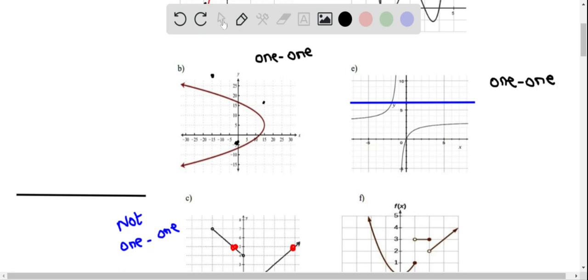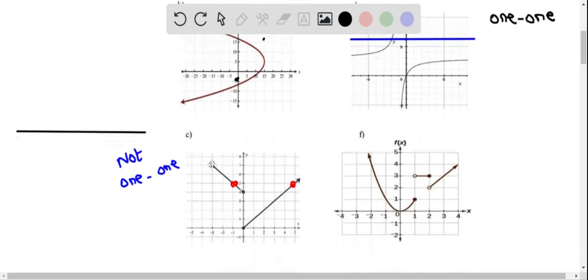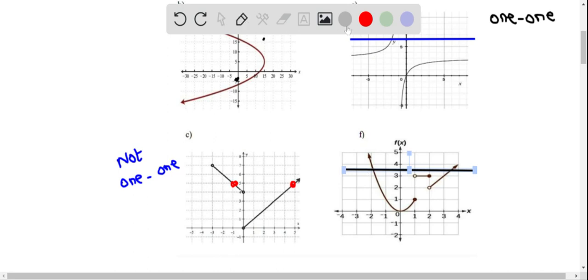And finally, we do the graph in part F. Let me take this horizontal line and put it here. Clearly, I can see that at this point, it intersects at more than one point, that is at this point as well as at this point. So we can clearly see that this is not one to one.